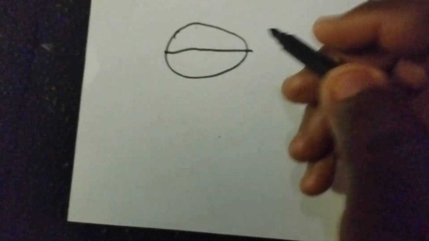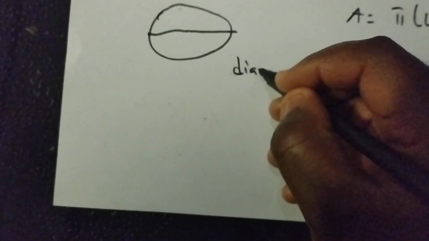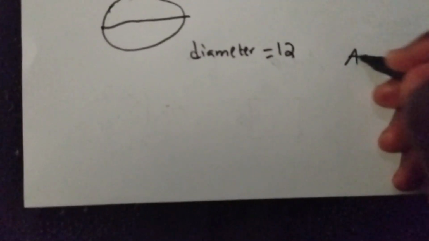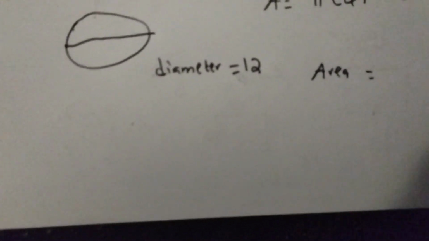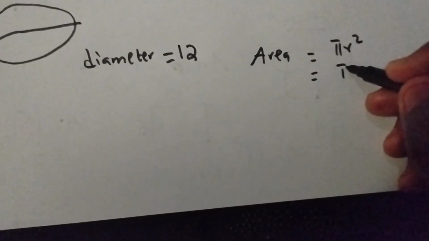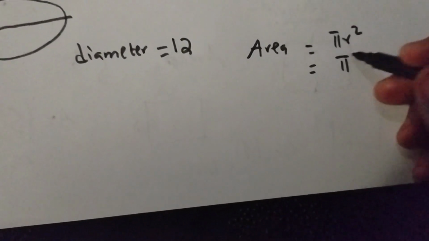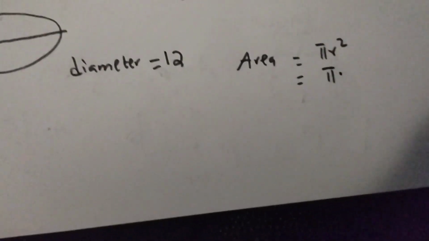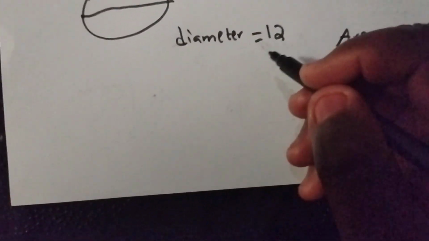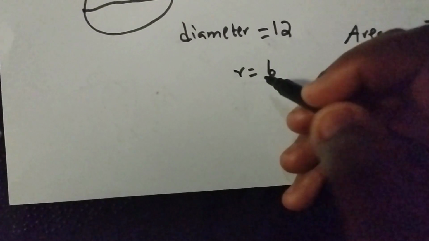Let's say now they give us a circle. Then they tell us that the diameter is 12. And then they ask us to find the area. So to find the area, again, first thing first, formula pi r squared. So what is the pi? It's the pi which is 22/7, but I just leave it as pi for this one. Now, what is my radius? Remember, radius is half of the diameter. I'm having a diameter of 12, therefore my radius will be 6.